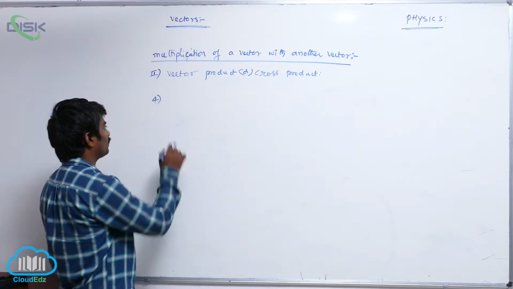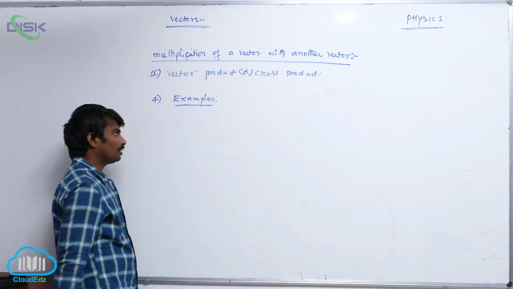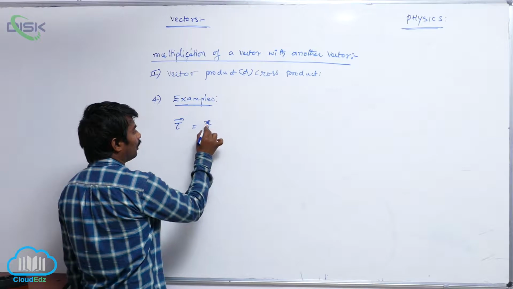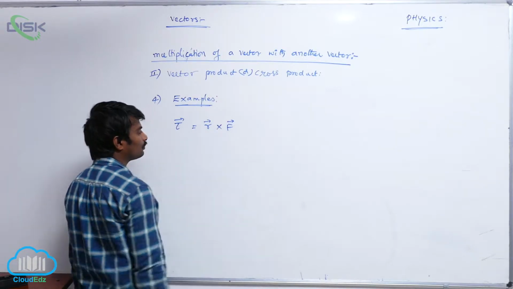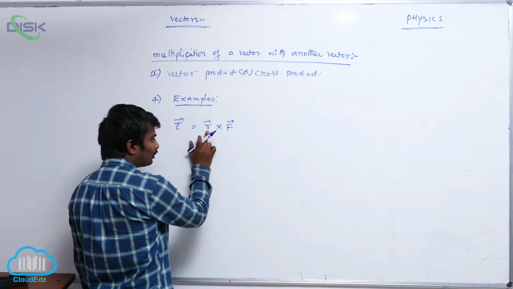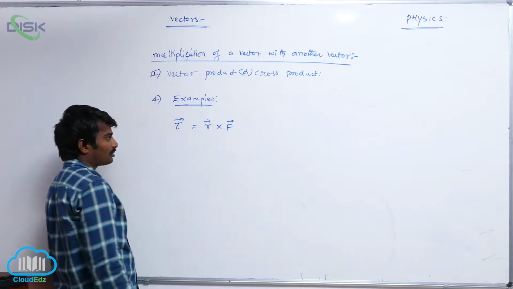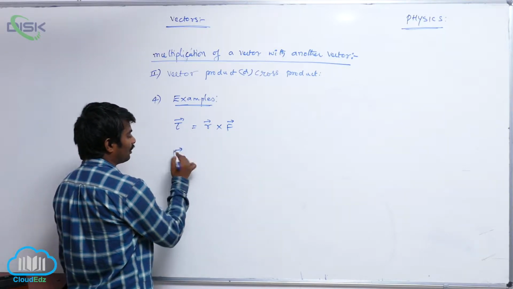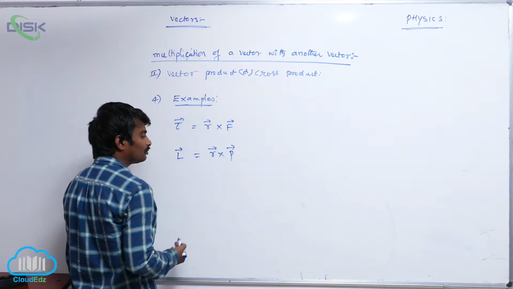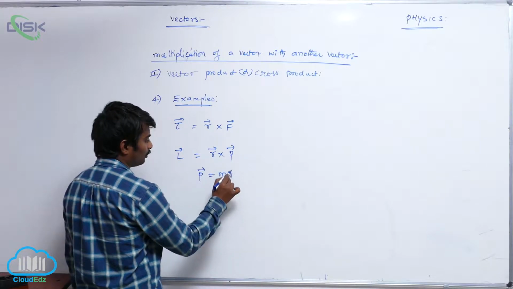Fourth point, in this let us discuss the examples in our physics. Torque tau is equal to r bar cross f bar, position vector cross f bar. Position vector of what? Position vector of the point on which this f bar acts. Another is angular momentum, capital L bar is equal to r bar cross p bar. P bar is linear momentum, r bar is position vector, and also we know p bar is equal to m into v bar.